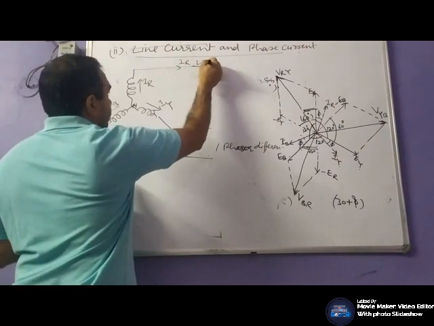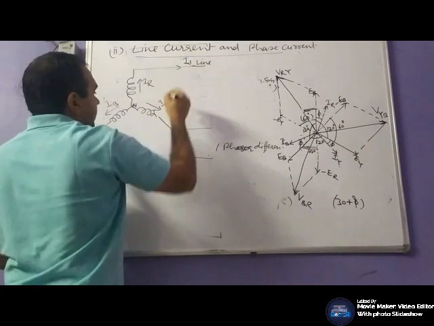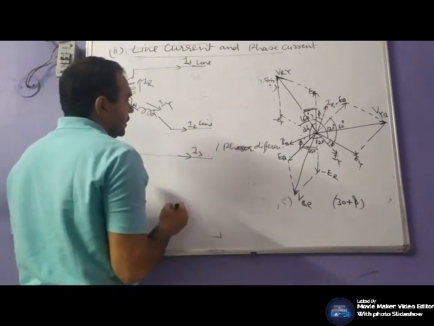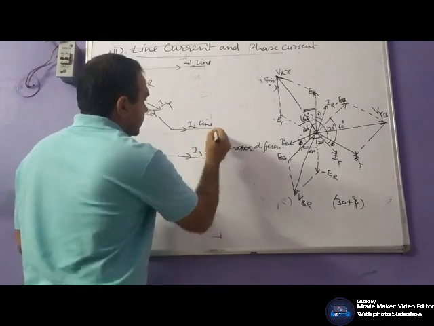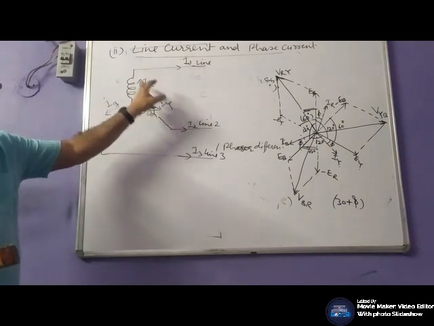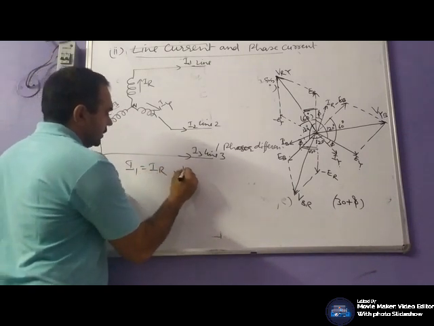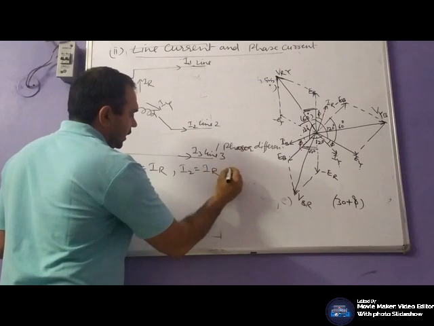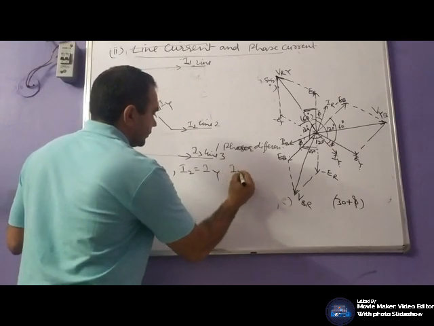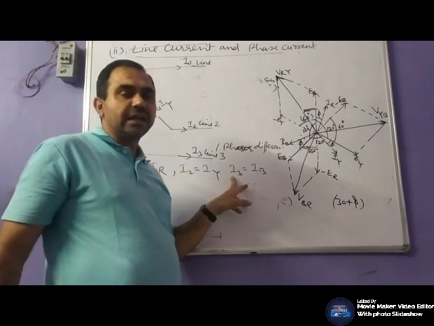In first line, line 1, let the current be I1, in line 2 let the current be I2, and in line 3 let the current be I3. As these coils are in series with the line, their current will be the same. Your I1 will be equal to IR, I2 would be equal to IY, and I3 would be equal to IB, where I1, I2 and I3 are the line currents.